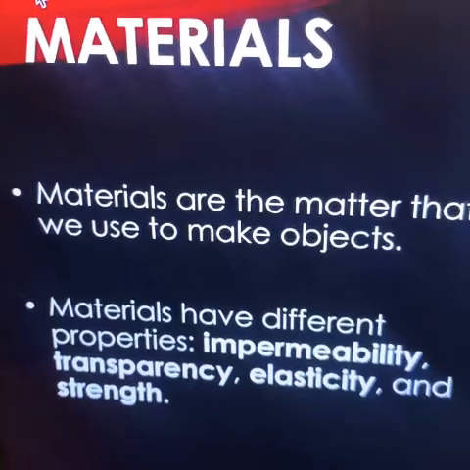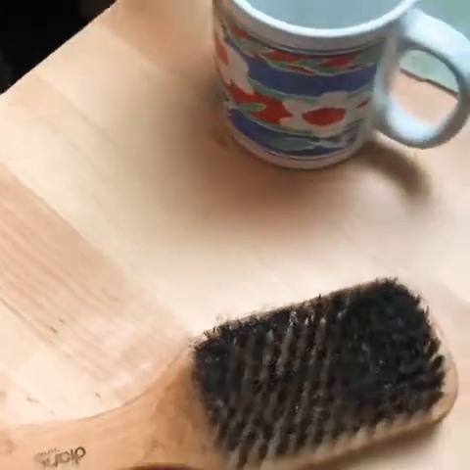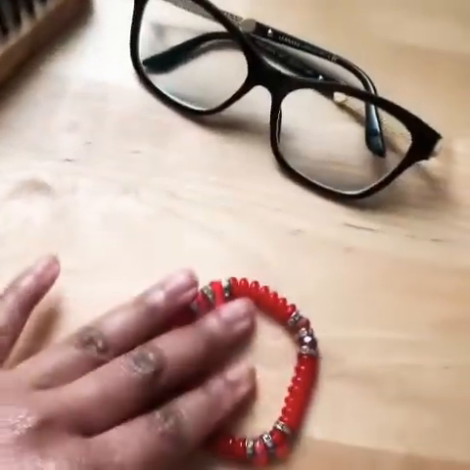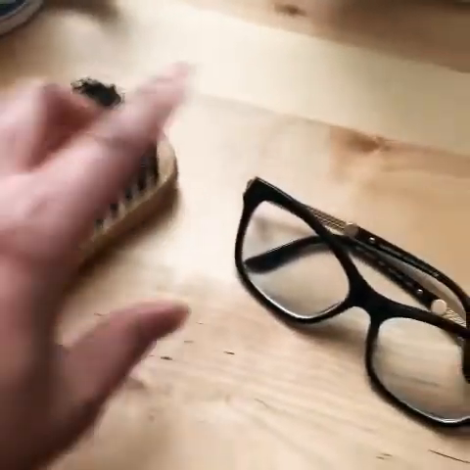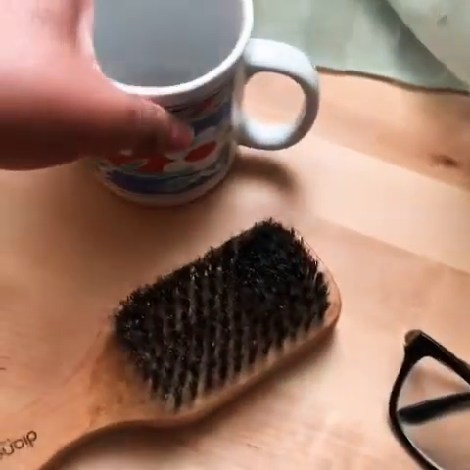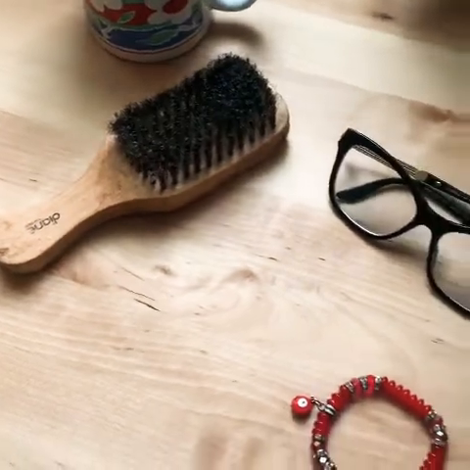Hi kids, so today we're going to talk about materials. Let's take a look at my table. I have a lot of different things here. I have a bracelet, a pen, my computer, a brush, my glasses, and a mug. What do all of these very different things have in common?